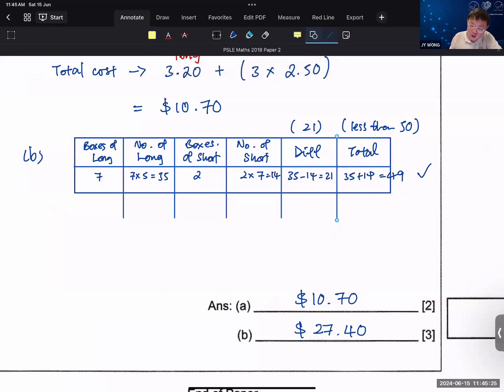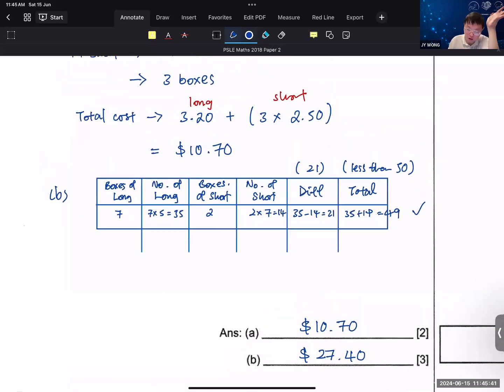Okay, if you didn't get it on your first try, you just go and continue adjusting the number of long and short boxes. But remember that your total number of candles needs to stay below 50. Okay, but this is not the answer. The question asks you how much did she pay.